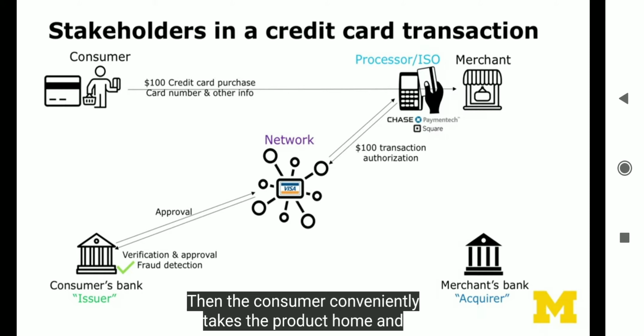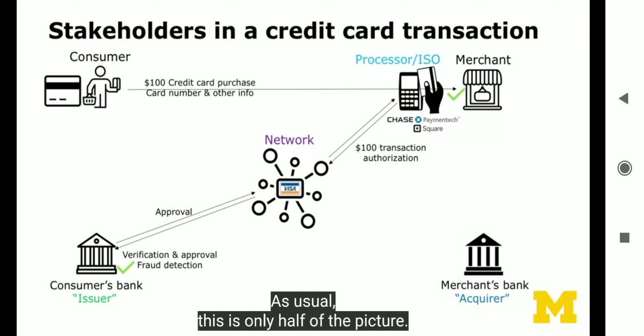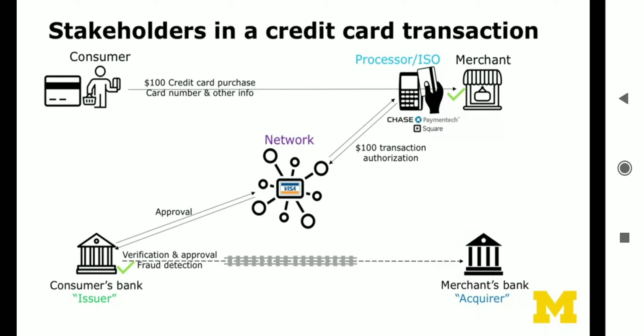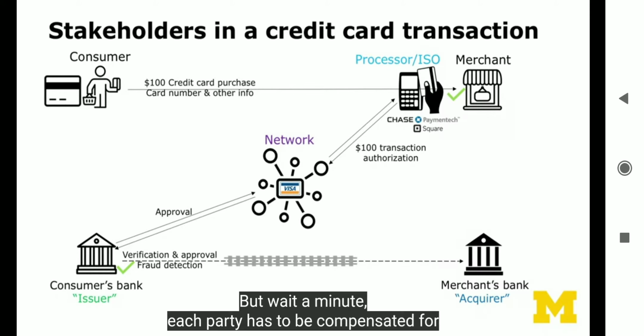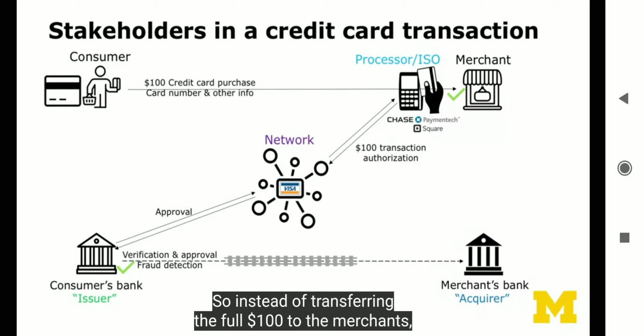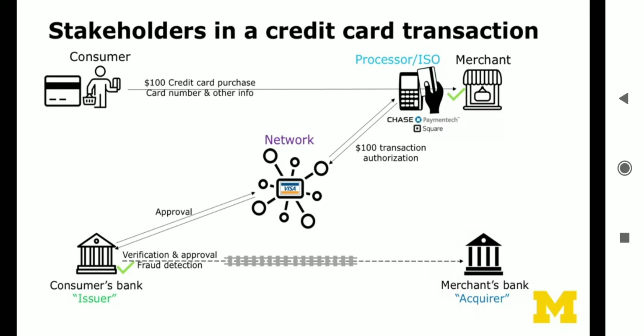Then, the consumer conveniently takes the product home, and their business with the merchant is concluded. As usual, this is only half of the picture. As settlement, the actual money flow happens later, on other rails, either ACH or bank wire. But wait a minute, each party has to be compensated for making this convenience happen. So instead of transferring the full $100 to the merchant, each party will take their slice of this pie.